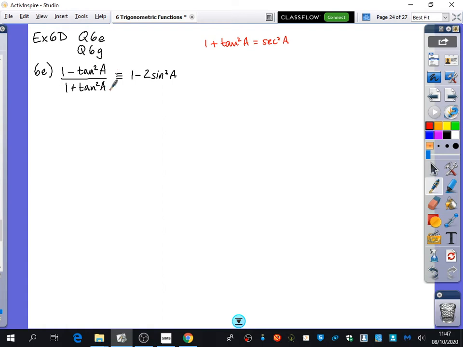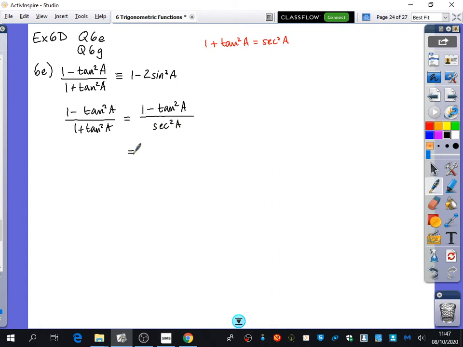But instead, I'm now going to try and use that identity. So that means 1 minus tan squared A over 1 plus tan squared A is going to be equal to 1 minus tan squared A all over, well, 1 plus tan squared is sec squared A.